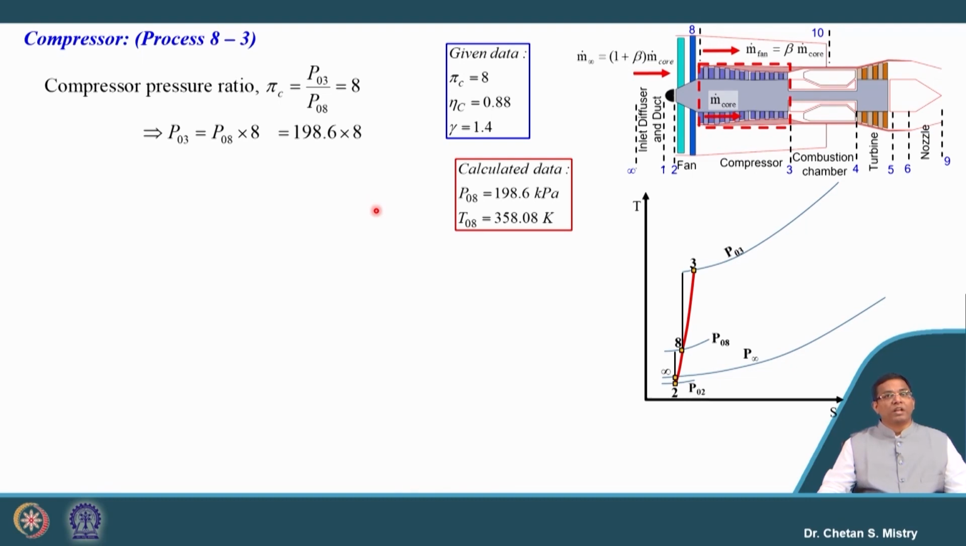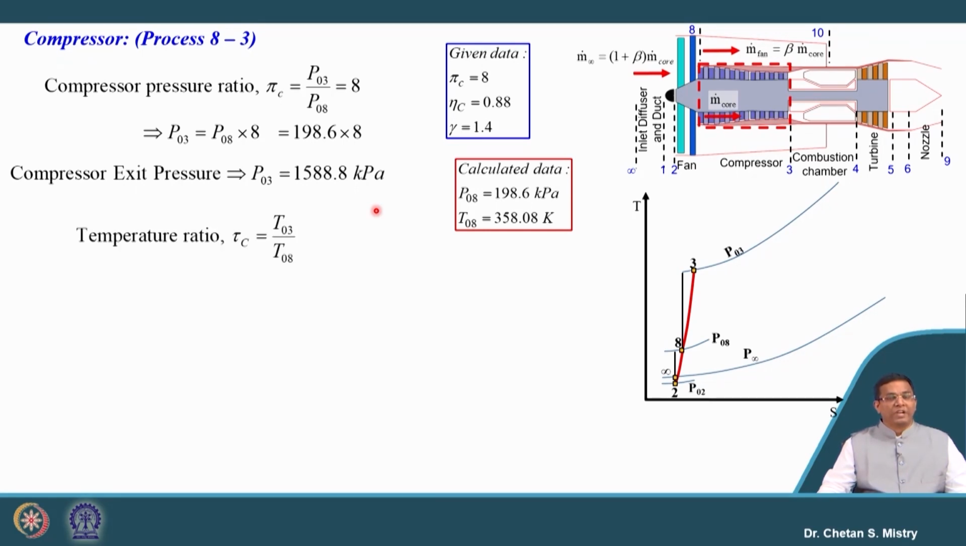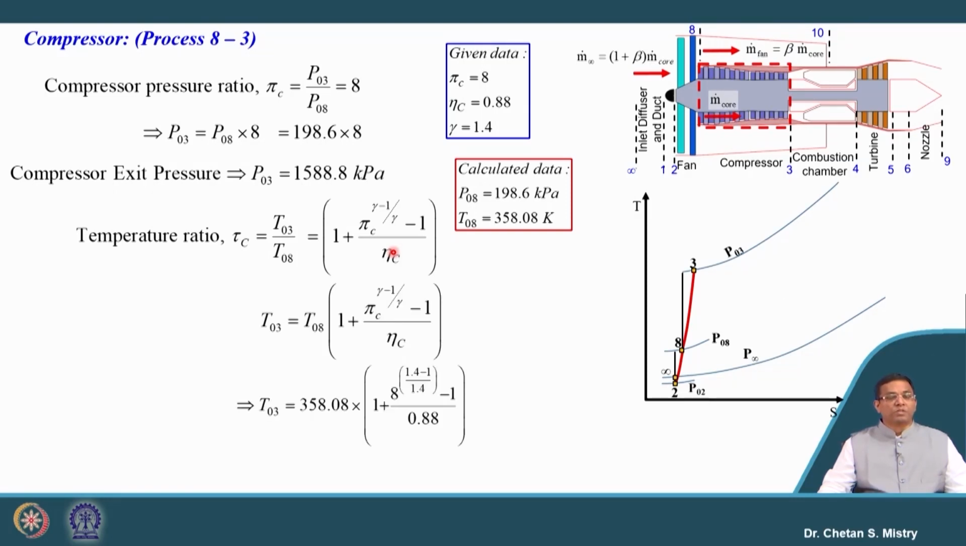If we put this ratio as 8, the exit pressure from the compressor comes to 1588.8 kilopascal. In the same way, our temperature ratio we can correlate in terms of compressor pressure ratio and compressor efficiency. This efficiency is given as 88%. So, let us put this number. Since my pressure ratio is 8 and efficiency is 88%, we get an exit temperature of 688.27 Kelvin. This will be the pressure and temperature at the exit of my compressor.